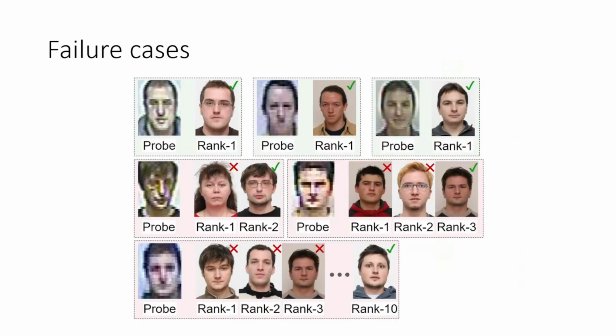We can also look at some specific failure cases of our method. So in cases where the probe image is very poor quality and most of the identity information is lost, we can see that the method still matches the probe image against images with similar characteristics, such as haircut or clothing, which are the only attributes that can be reliably determined from the image.